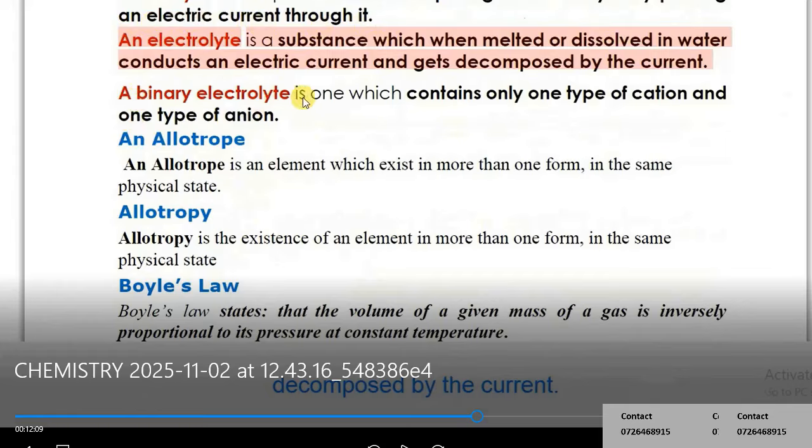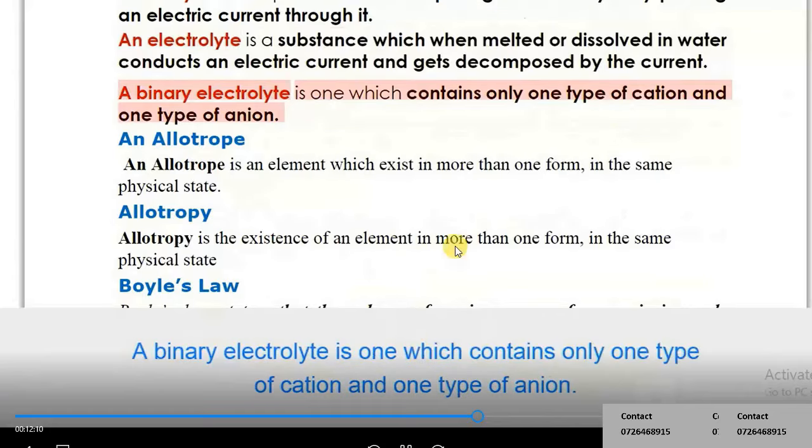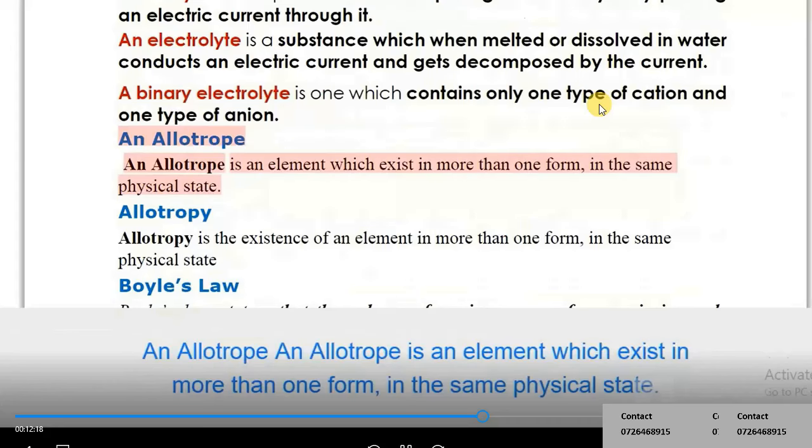A binary electrolyte is one which contains only one type of cation and one type of anion.